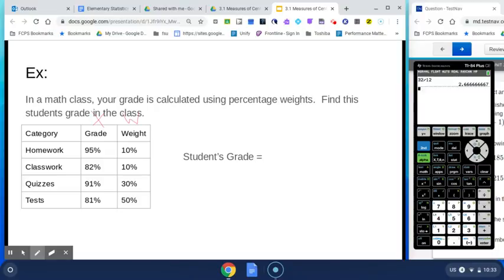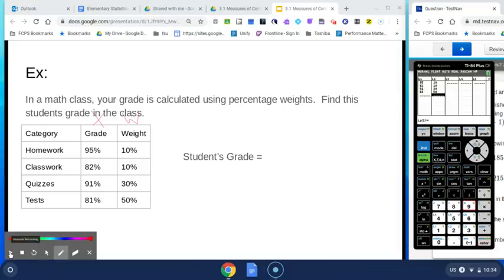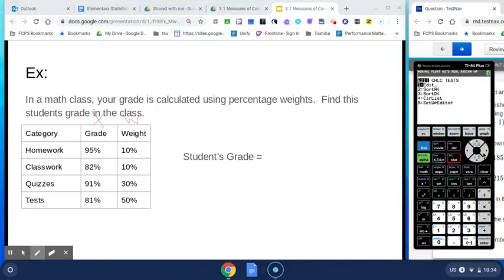Okay, so rather than using the formula, I could multiply across, add those up, and then again divide by the sum of the weights. However, I'm going to use the calculator for this one and enter these values into list 1 and list 2 in my calculator. Okay, I've entered those into list 1. The grades went into list 1 and the weights went into list 2. I go to Stat, over to Calc, 1-Var Statistics, and list 1 and list 2, and calculate.